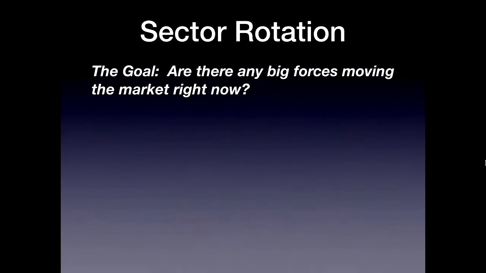Ultimately, the goal of sector rotation, however, is to find out, are there any big forces that are moving the market right now? And the answer to that sometimes is yes, and sometimes is no. And most of the time it's, it depends, and partially yes and partially no. So the question is really, how can we visualize those big forces? And what should we look at to see them?